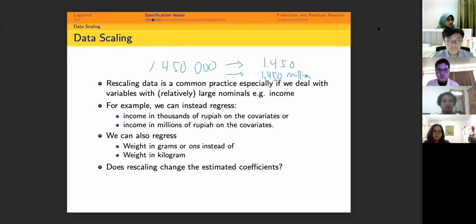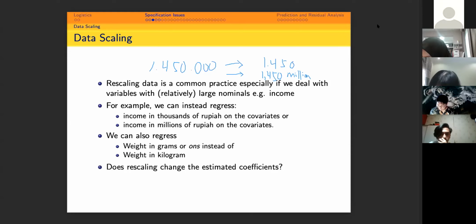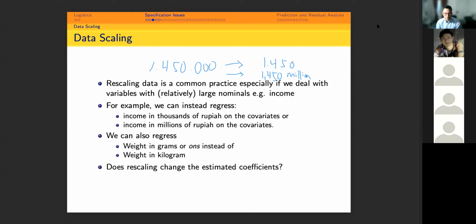Okay, so I'm assuming that everything is clear at this point. Again, if you have any questions, you can always unmute and ask. Now, the key question that we'd like to answer is: does rescaling change the estimated coefficient?